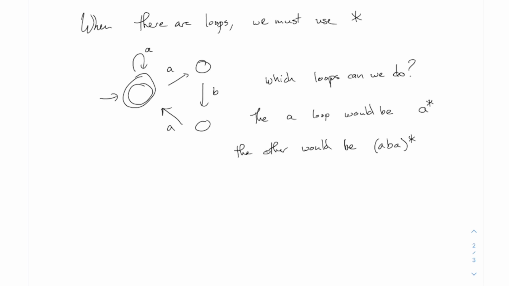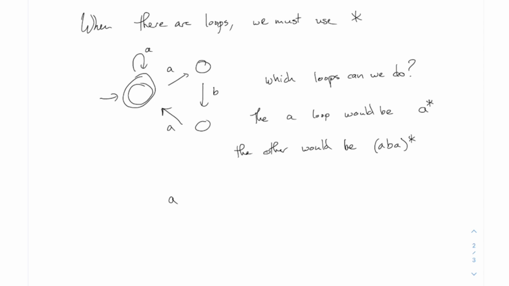Can we just say what's our final answer? The basic idea is you can do either of those loops as many times as you want, and you can do them one after another. Like I could do the little loop a few times, and then do the big loop a few times, and then go back to the little loop. So to get all possible combinations of those loops, I'm going to add them together and put another star.